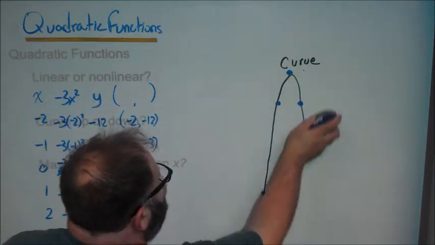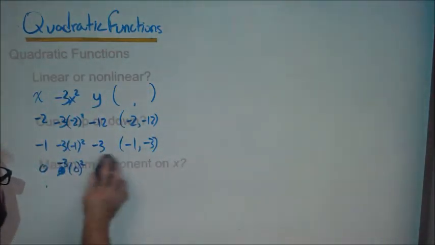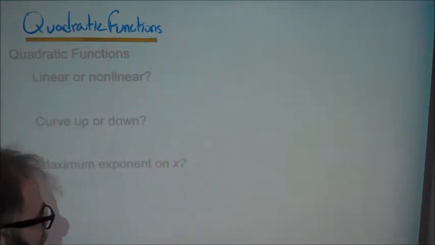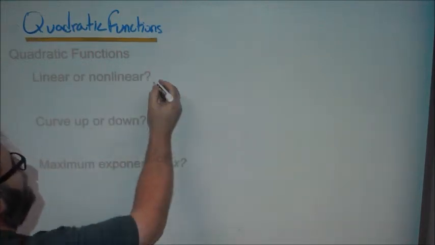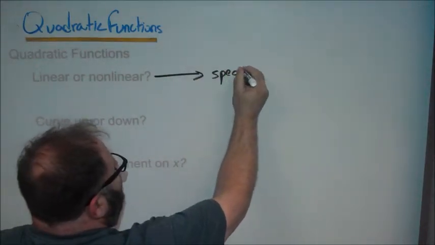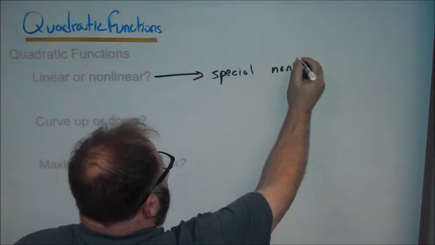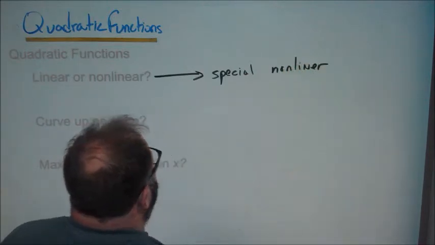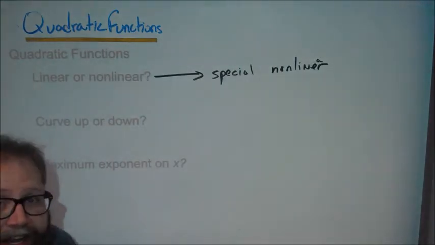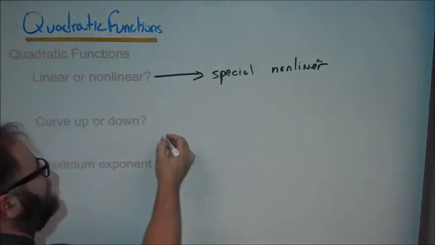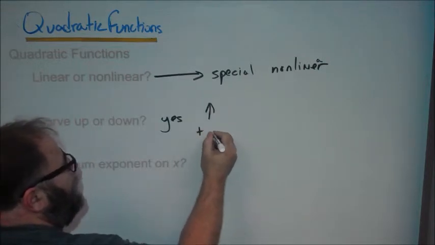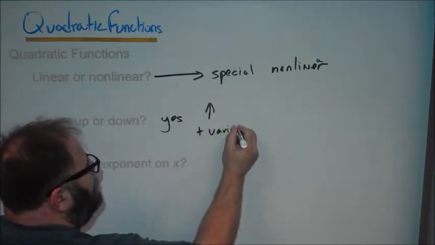Let's go to the review. Let's check the review here. I've got quadratic functions. We're looking to see if it's linear or not linear. What we know specifically, it is a special nonlinear function. Can it curve up or down? The answer is yes. It can curve up with a positive variable term.